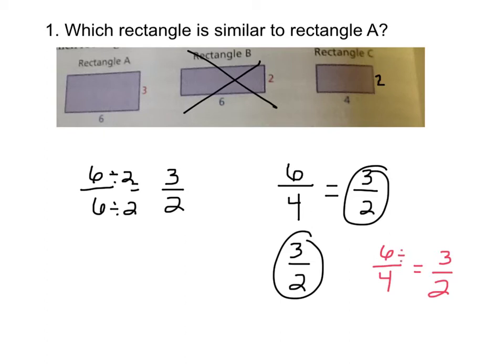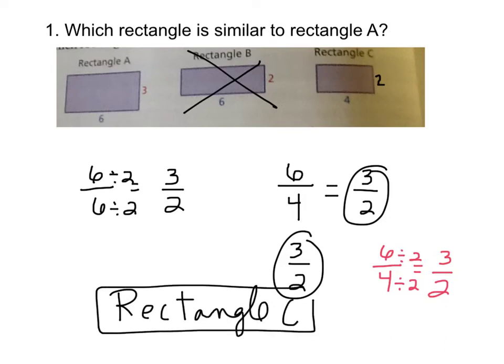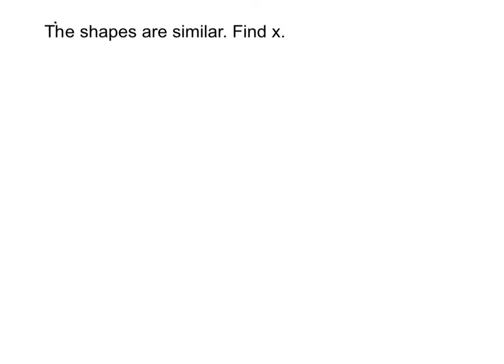Yes. 6 divided by 2 is 3. 4 divided by 2 is 2. So that works. Or you can cross multiply and say 6 times 2 is 12. 4 times 3 is 12. Therefore the same thing. So our answer would be rectangle C is similar to rectangle A.